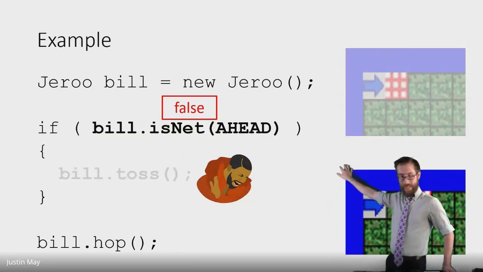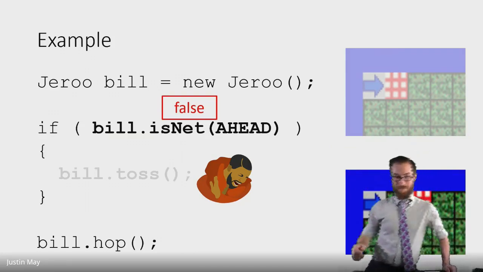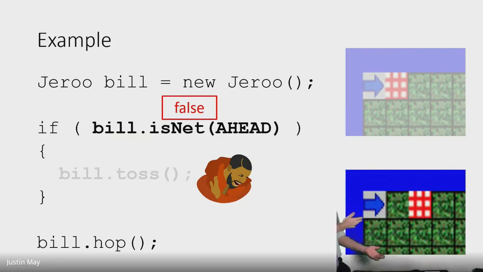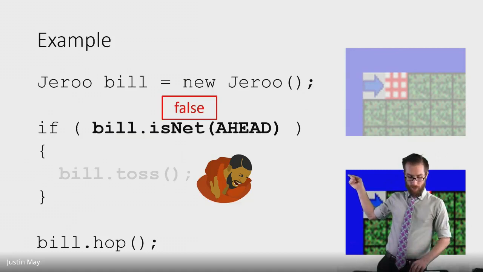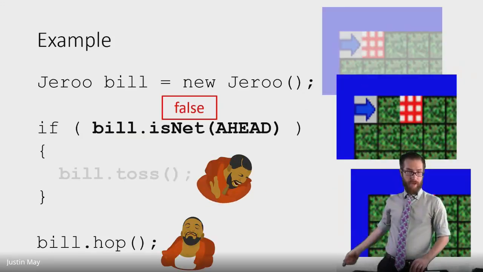In this example, there is not a net ahead of Bill, right? There's a grass in front of Bill, and then there's a net ahead of that. But this if statement, that if statement over there, is going to be false because there is not a net ahead of Bill right now. So we don't do the toss. We skip the body and we go straight to the hop.